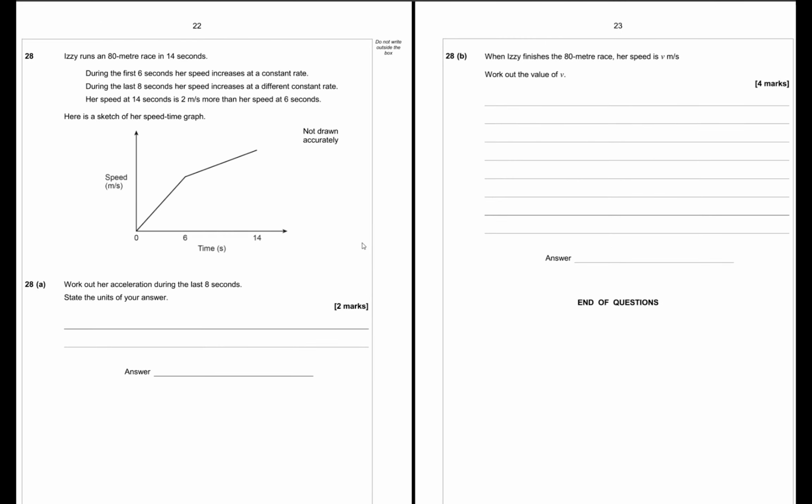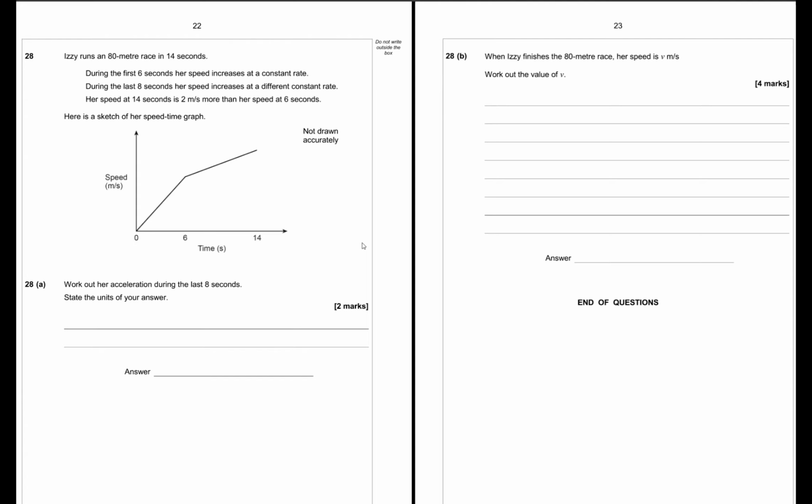Okay, last one. Question 28. Izzy runs an 80-meter race in 14 seconds. During the first 6 seconds, her speed increases at a constant rate. During the last 8 seconds, her speed increases at a different constant rate. Her speed at 14 seconds is 2 meters per second more than her speed at 6 seconds.